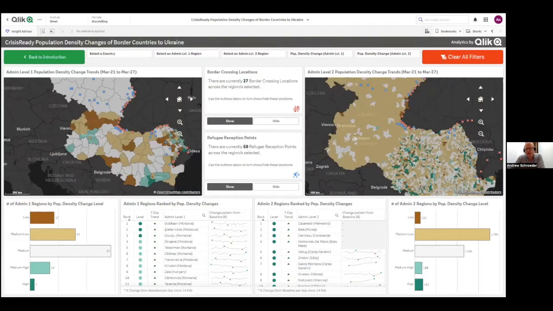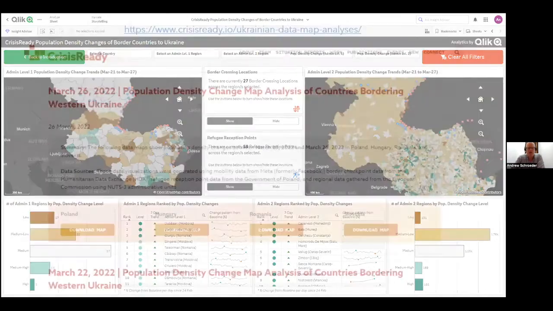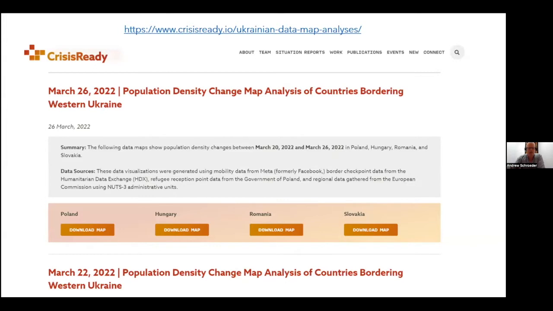We're putting out a dashboard to look at lower level and more granular variances in this, and you can get all of this ultimately through the website at Crisis Ready, and we'll be sharing out these slides. So that's just a little bit of background on what we have been doing. Let me stop share.